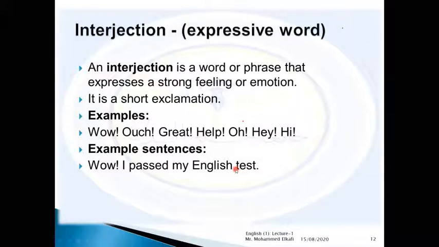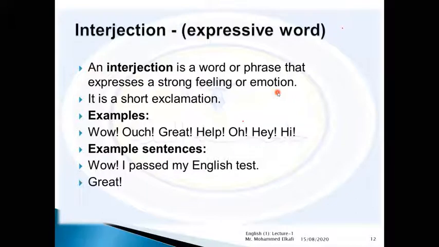For ouch here, we use it when you feel pain, or something like that. Strong feeling. You are working, using the hammer, and then you hit your finger. You say, ouch, I hit my finger. Or even, ouch, I cut my finger. So we think of it as a form. An interjection is the word that expresses strong feeling or emotion.